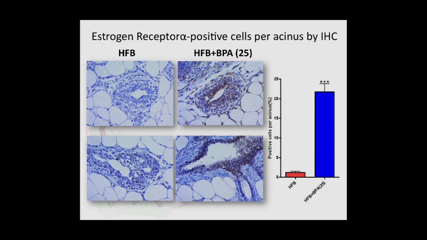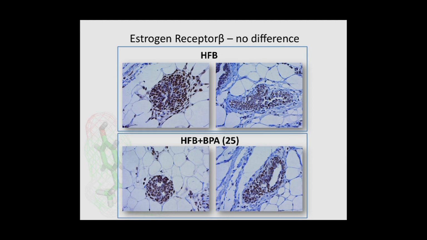Now, what about estrogen receptor alpha? It's different from what we just heard about the dioxin. It's actually dramatically increased. You can see the high fat versus the one that is high fat plus the bisphenol A at a very low level, like 25 microgram per kilogram body weight, is a dramatic increase. And this is done by counting ER alpha positive cells per acinus by immunostaining. So it's at the protein level. Painstakingly counting, this is ER beta, no differences.